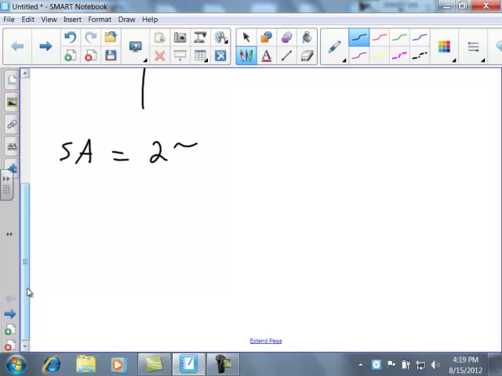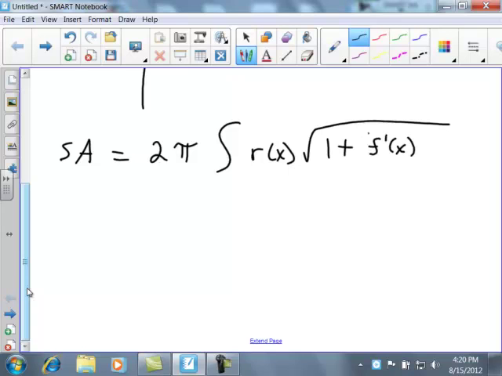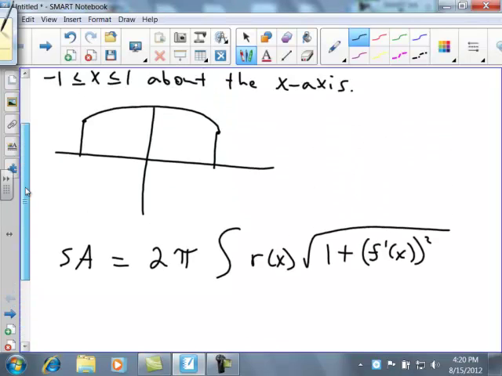area is going to be 2 pi times the integral, and we need r of x, which is the distance that we are from our axis of revolution, which we'll go back up there and figure out in just a minute, times the square root of 1 plus f prime of x, all that squared, which is just the formula that you have for arc length.